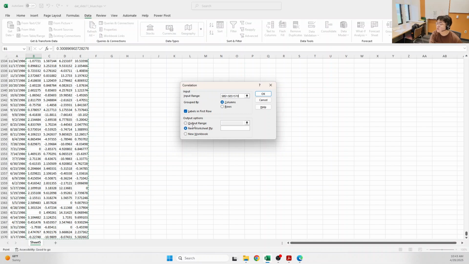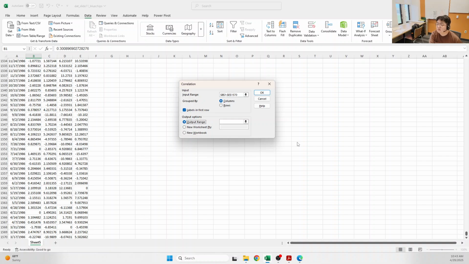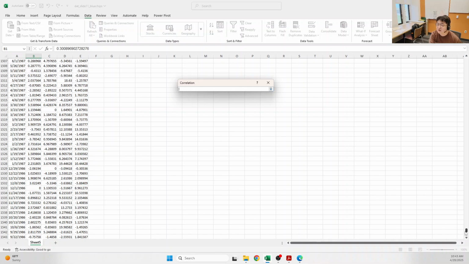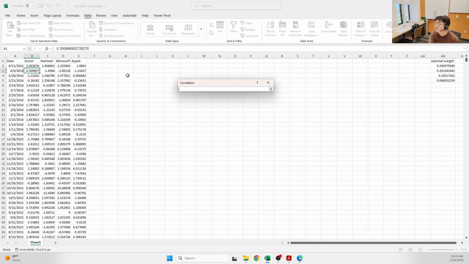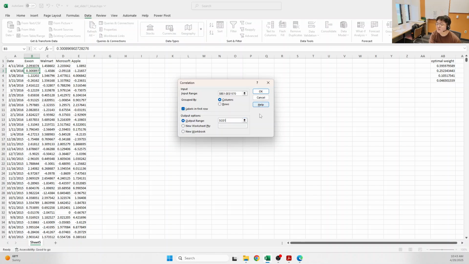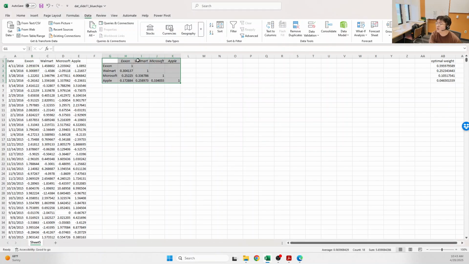And I am going to just include the table here. So choose output range, and I will choose this cell so that the outcome is reported here, right? So we have correlation coefficients like that. That means all the stock returns are positively correlated, right?